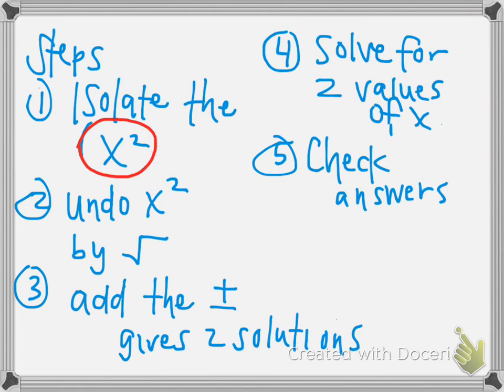When you take the square root, you add plus or minus. This is plus or minus. And that gives you the two solutions to quadratics. All quadratics have two solutions. And then the next step, I think you should split out those solutions into two values of x, or of the variable you're solving for. And then check your answers.